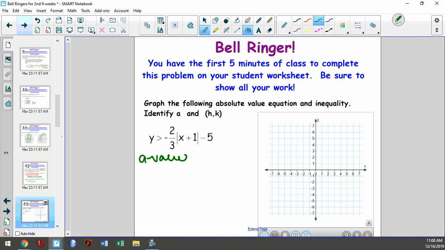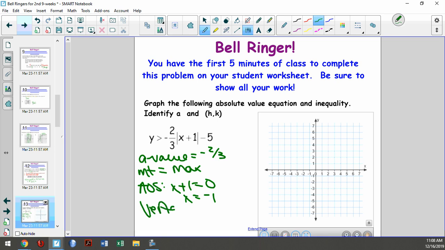My A value is going to be negative 2/3. What does that imply? Mountain or valley? It's going to be a mountain, which means I'm going to have a maximum. Yes? And how do I find my axis of symmetry? X plus 1 is equal to 0, so x is equal to -1. So what's my vertex? -1, -5. So you're going to come over here, -1, -5, and there it is. Yes?